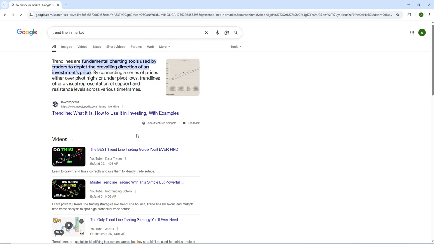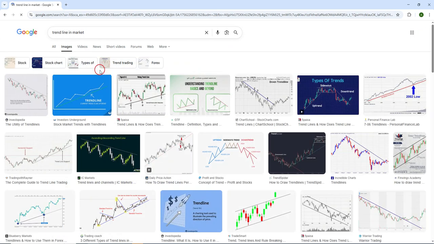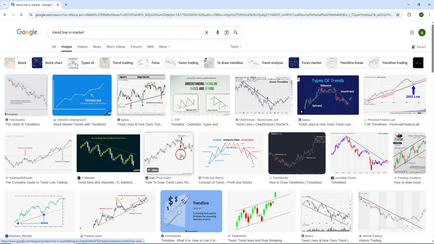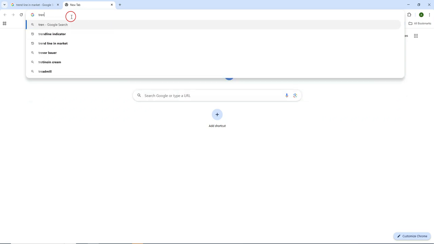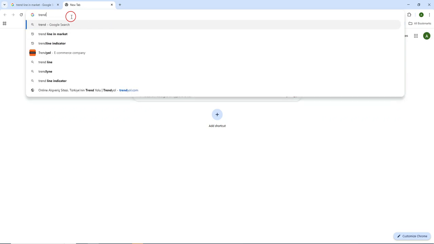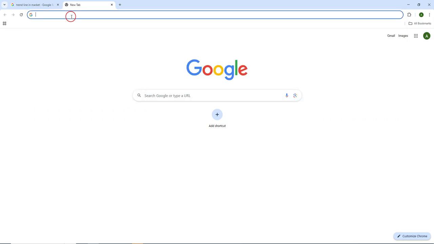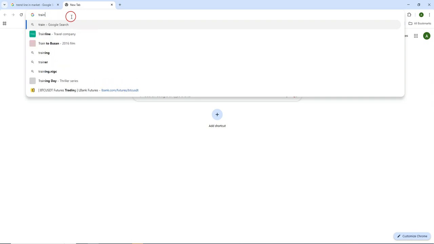Hello everyone. In this video I'm going to speak about one of the most important expressions in the market. I mean the trend line. As you can see, there is an explanation and description of what the trend line is, and as you can see, for example, in here, let me show it to you on this platform. I mean TradingView.